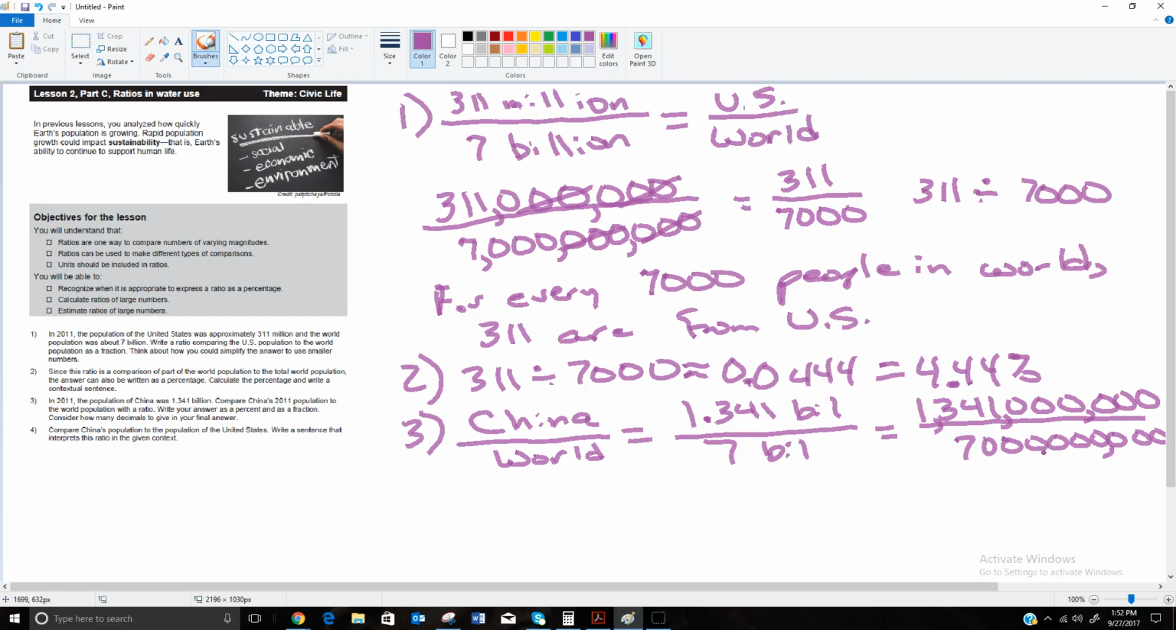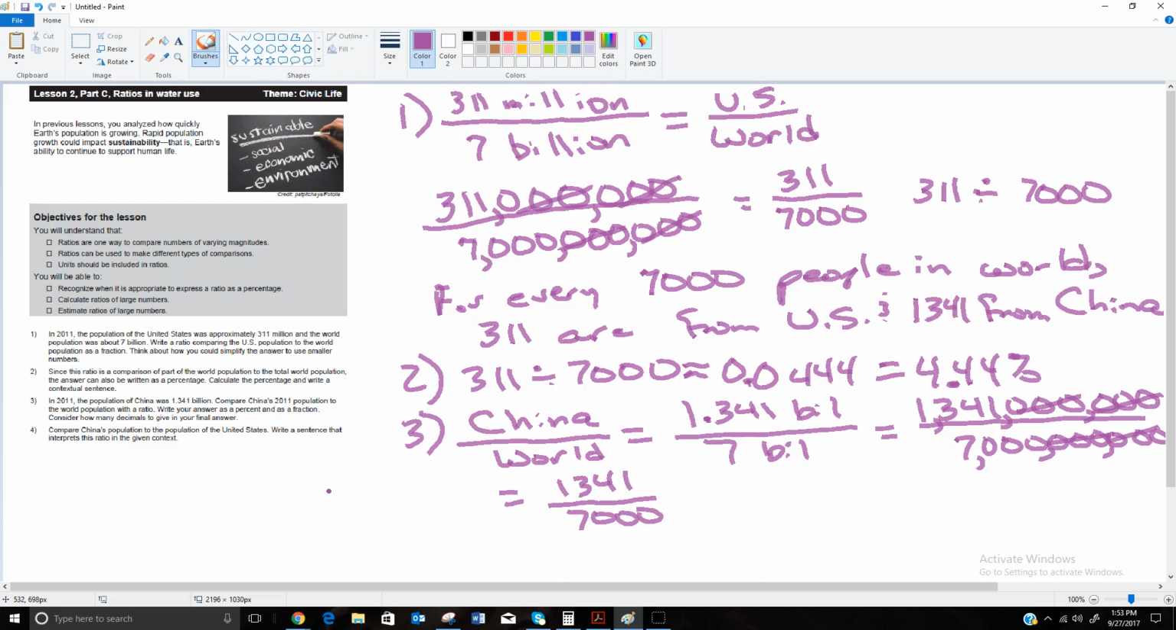And then to 7 billion. Okay, so if we want to cancel, we can cancel these zeros with these zeros and these zeros with these zeros. And we get 1,341 to 7,000. So if we think about it, for every 7,000 people in the world, 311 are from the U.S. In fact, let's just add it up here. And 1,341 from China. So out of every 7,000 people in the world, 1,341 of them are from China.